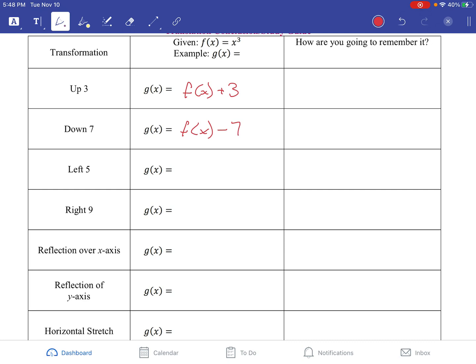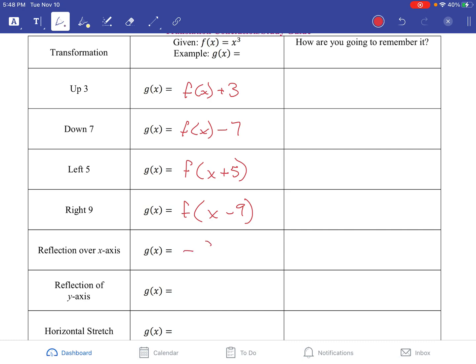Okay, notice these are both outside changes, so that means they are vertical. And they follow the sign that is on the number. So plus 3 goes up, minus 3 goes down. For the next one, left by 5, so we have f of x plus 5. You would think left would be minus, but that's going to be the opposite on the inside. This is the inside of the function. For the right, it's going to be f of x minus 9. So both those are inside functions and deal with the opposite of the sign of the number.